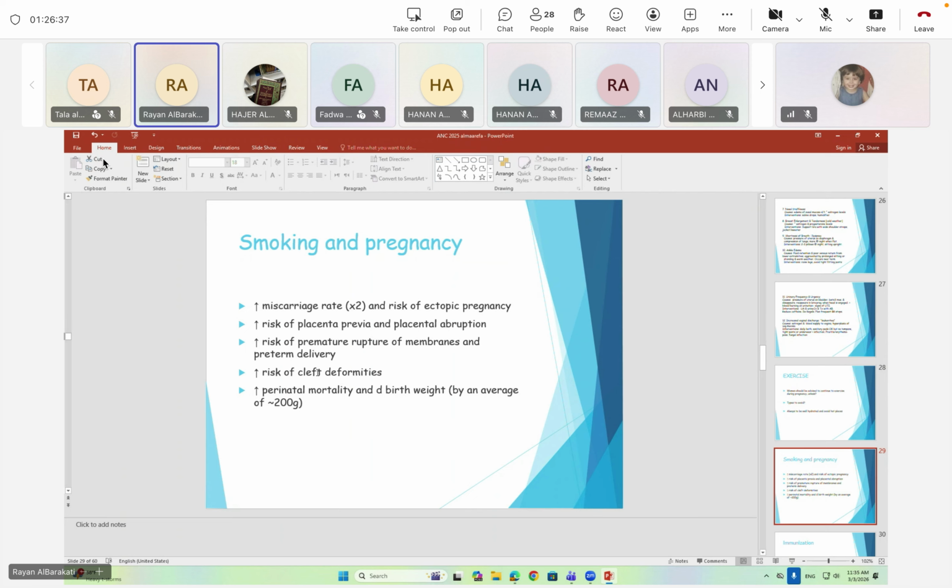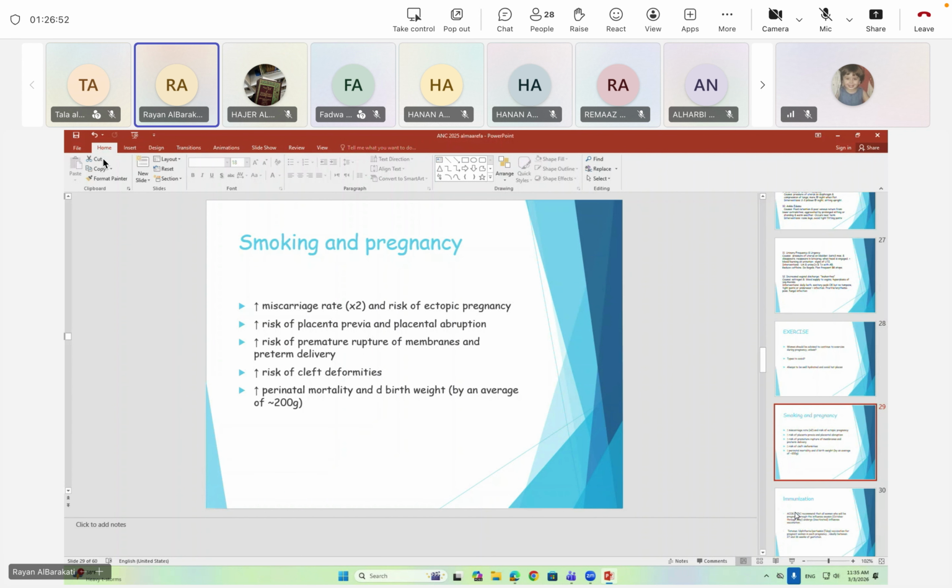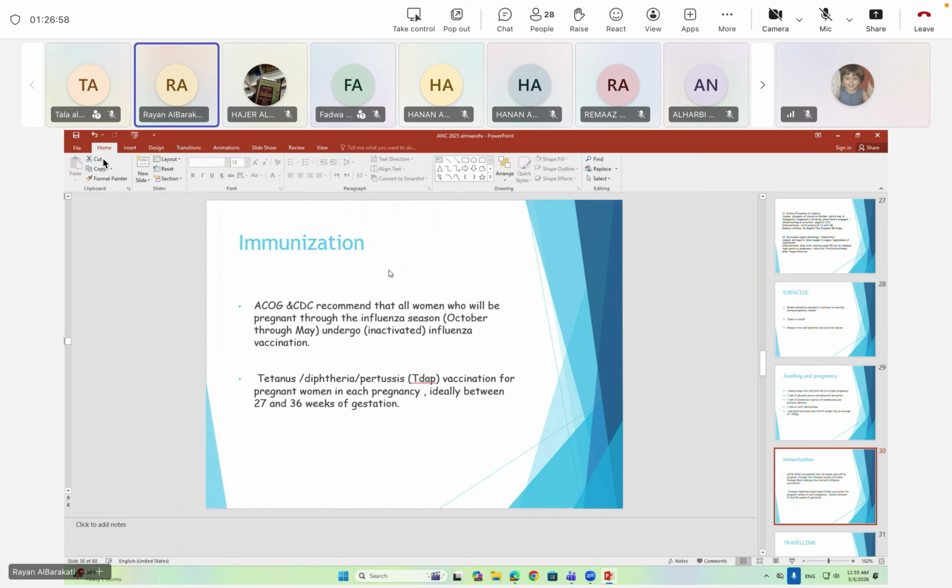There is increased risk of cleft palate deformity of the fetus, and increased perinatal mortality and low birth weight by an average of 200 grams. So low birth weight and the perinatal morbidity and mortality of the fetus is increased with smoking.